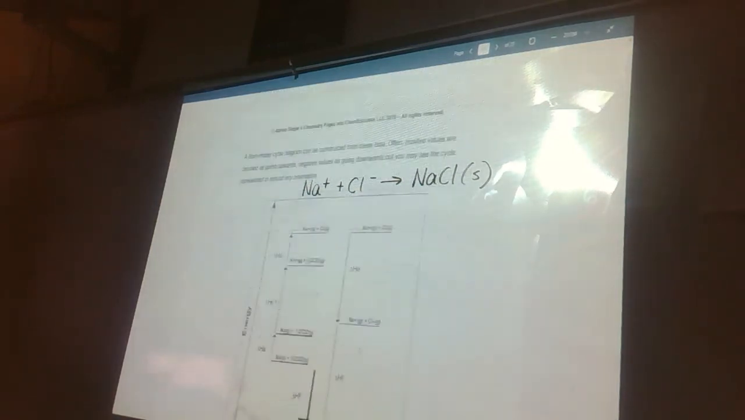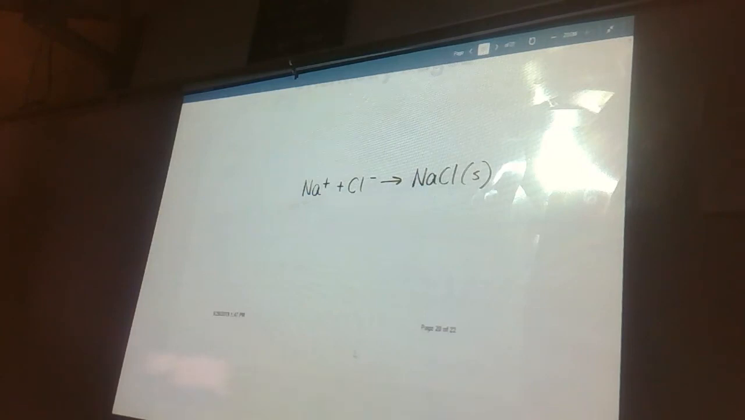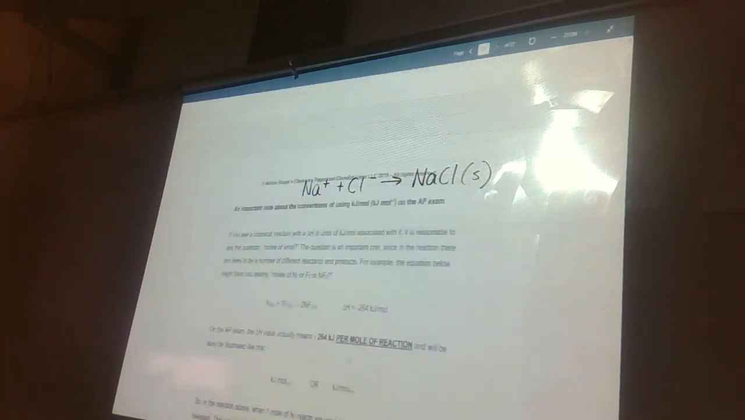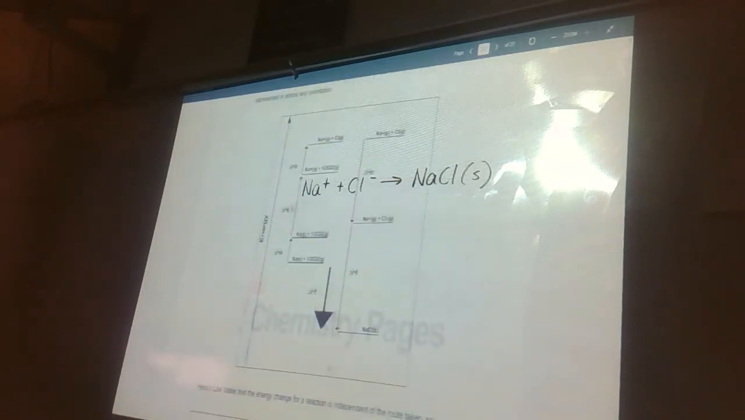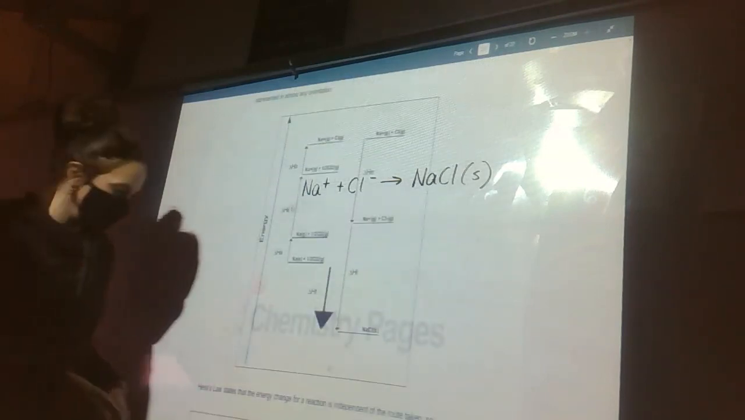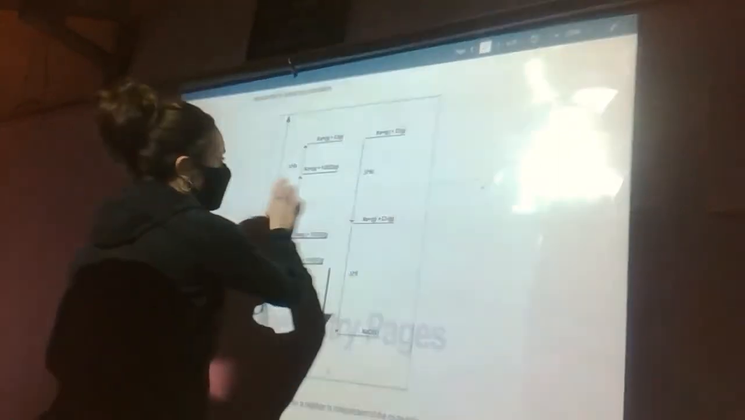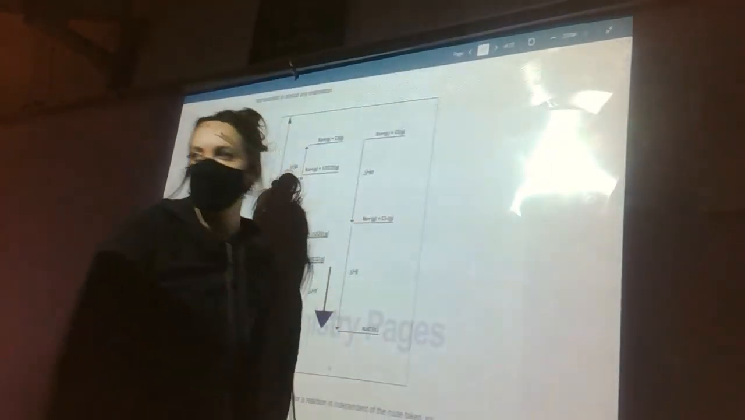Okay, that's it. The rest of this, there's pages 20, 21, and 22 in your notes. You just need to read those. So you need to read pages 20 through 22 in your notes. And then work on the Born-Haber cycle worksheet. That's it.